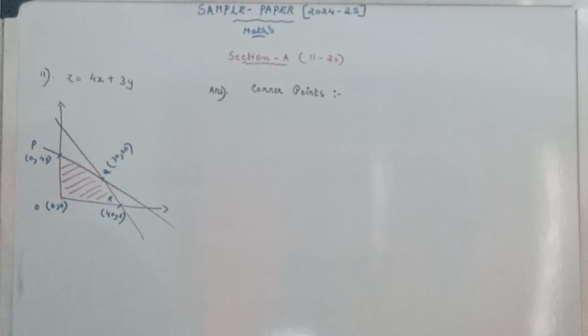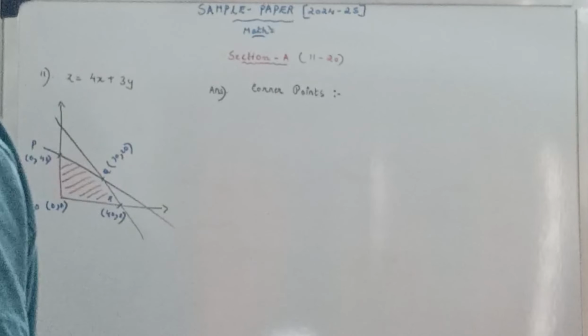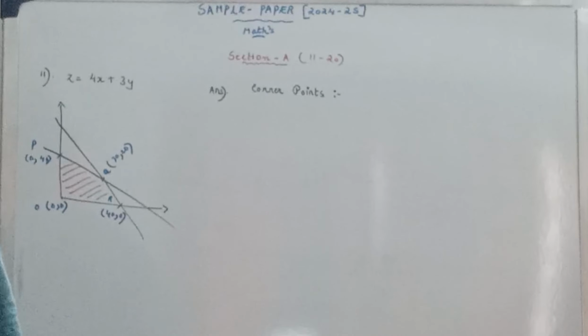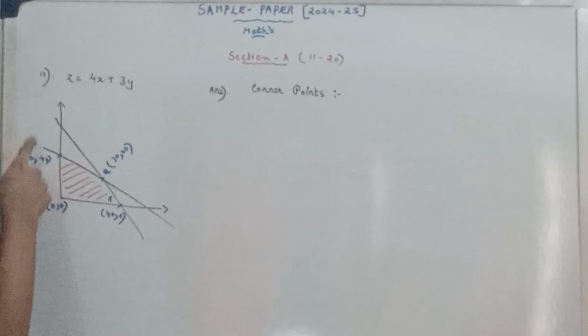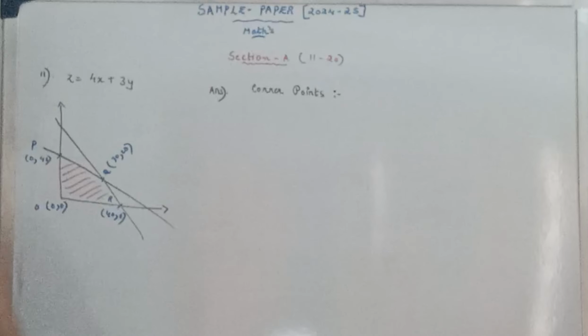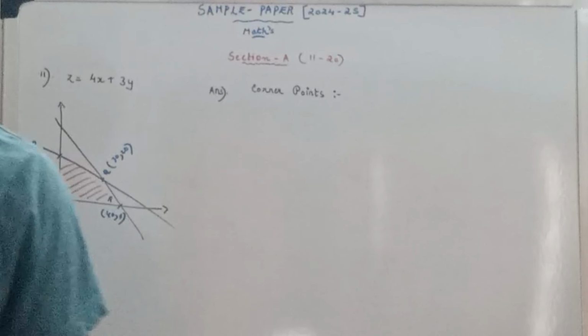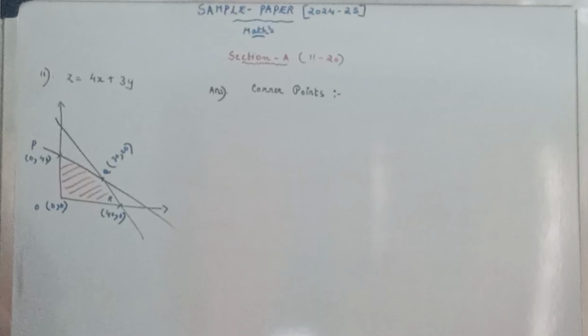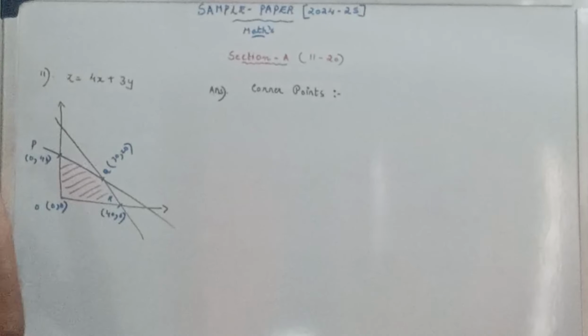The question is, for the linear programming, the objective function is z = 4x + 3y and the feasible region determined by a set of constraints is shown in the graph. Now if you look at the graph, 4 corner points are given to you, that is P, O, R and Q. Which of the following statements are true? In order to do this, first of all, we need to find the maximum and minimum values.